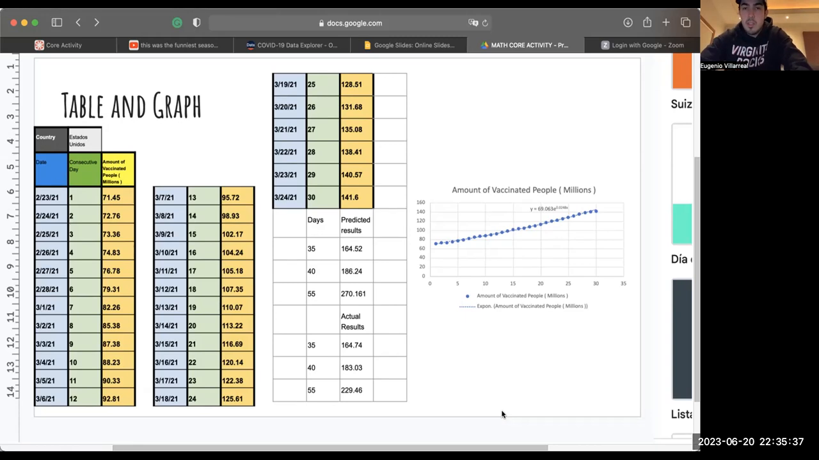So as you can see in our results, we have a steadily increasing rate of vaccination per day. And the predicted results were actually not very far from the actual results, due to the fact that it was, as I already mentioned, steady.